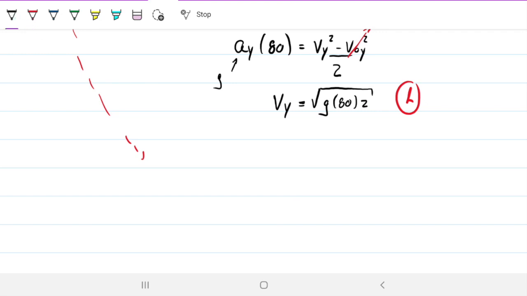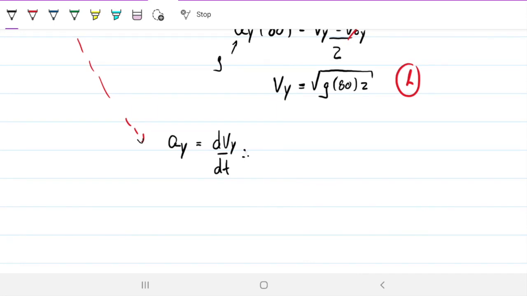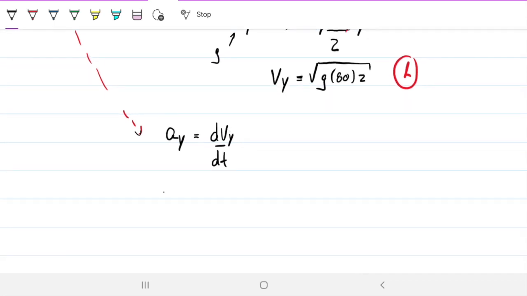Cool. And this one is saying that the acceleration in the y direction is just how the velocity in the y direction is changing with time. So therefore, probably then this on the bottom line. So let's go down here. Therefore, ay dt equals dy.